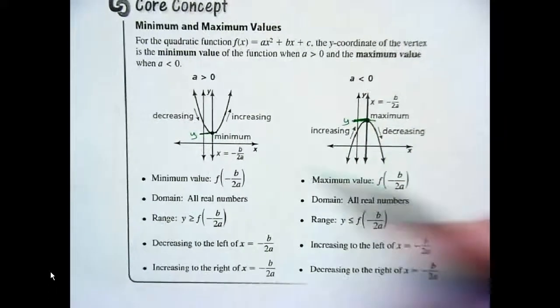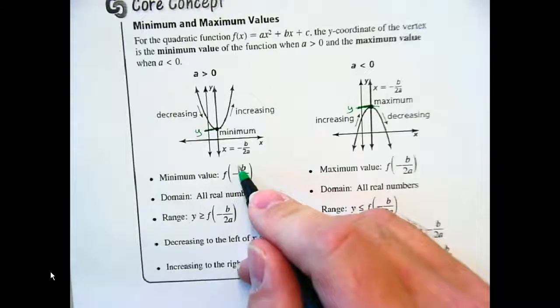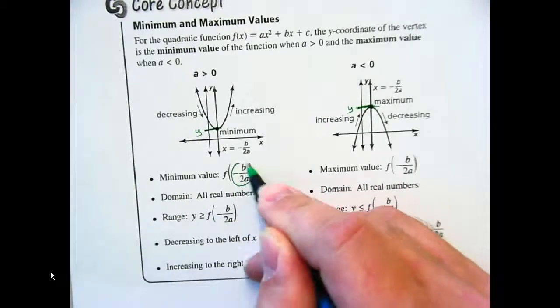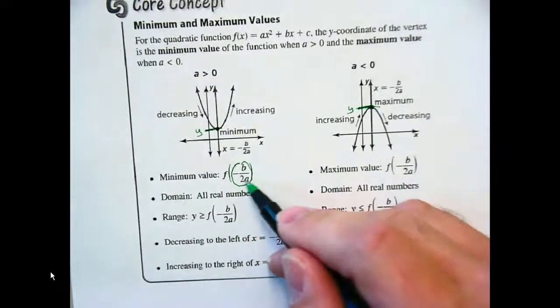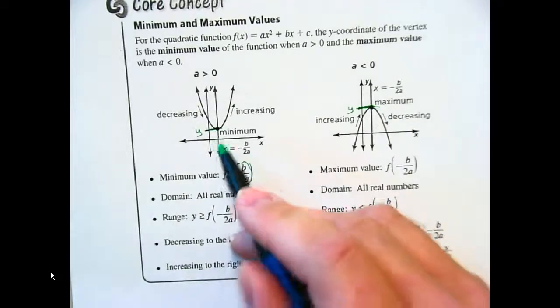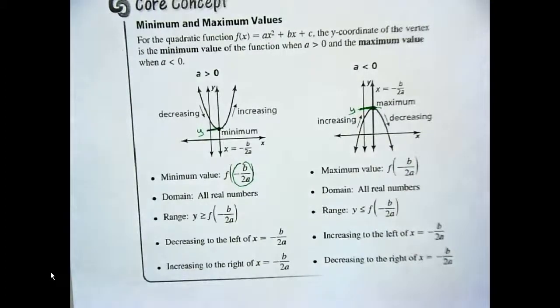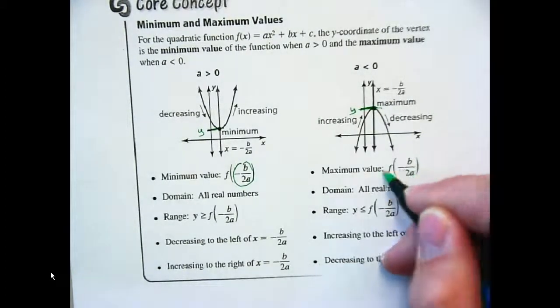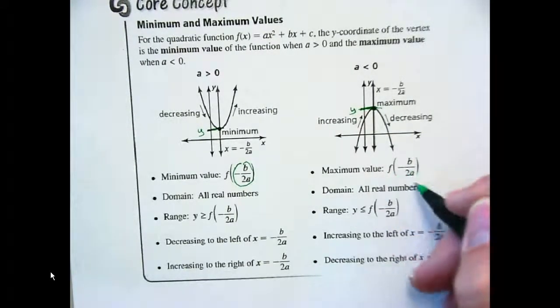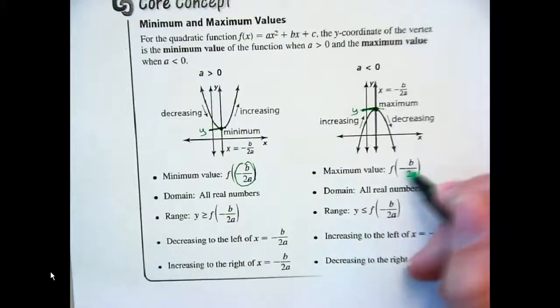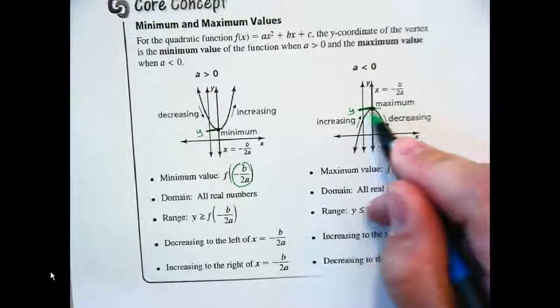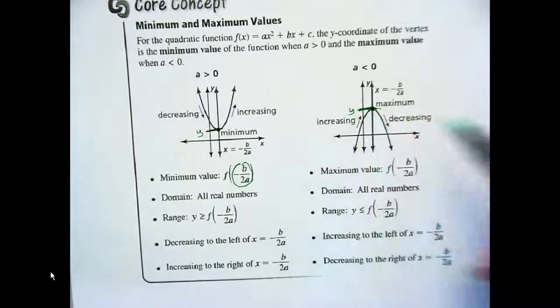Okay? So when we're looking at this, this says the minimum value is f of negative b over 2a. In other words, find h, plug it into your equation, and that's going to give you the y value of your vertex, and that's going to be your minimum. Your maximum value here is f of negative b over 2a. So find h, plug it into your function, and get the y value of your vertex, your k term, and that's your maximum.